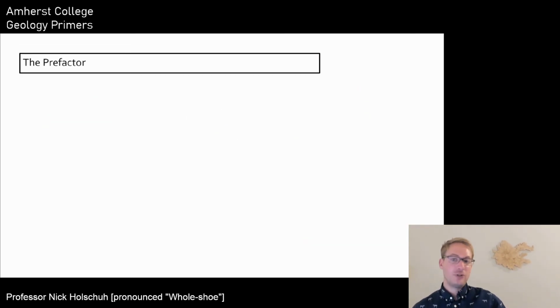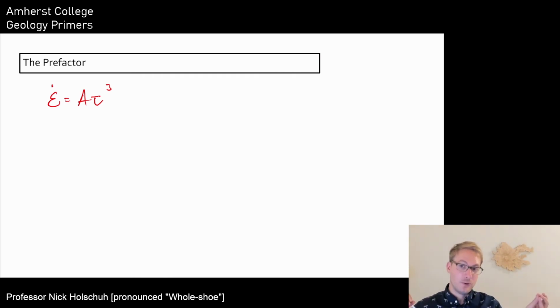So, what is the prefactor? How do we think about the prefactor? The prefactor tells us how readily the material deforms for a given stress. Remember, in the most generic sense, we say strain rate equals A tau to the third. A prefactor that's larger means that at a given stress, it deforms more. A prefactor that's smaller says that at a given stress, it deforms less.